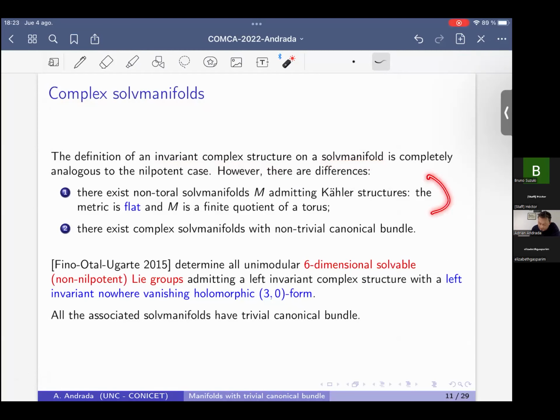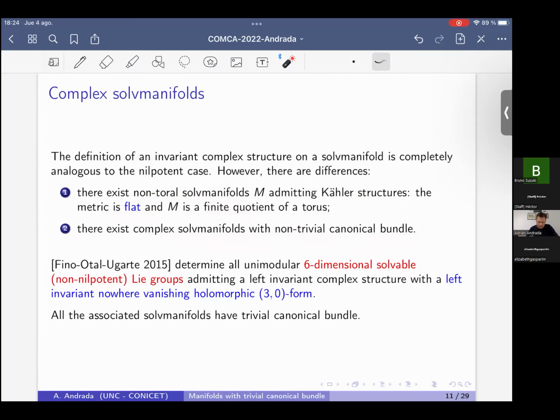But there are differences. There are some non-toral solvmanifolds which admit Kähler structures. In this case, the metric has to be flat. It is a finite quotient of a torus. And there exist complex solvmanifolds with non-trivial canonical bundle. This is different from the nilmanifolds, which always have trivial canonical bundle.